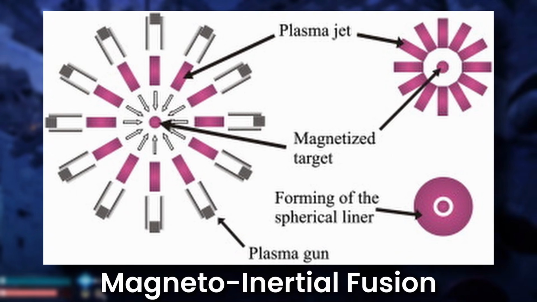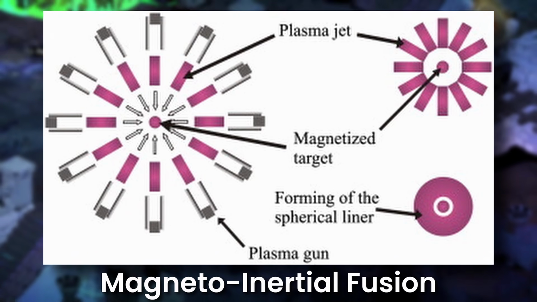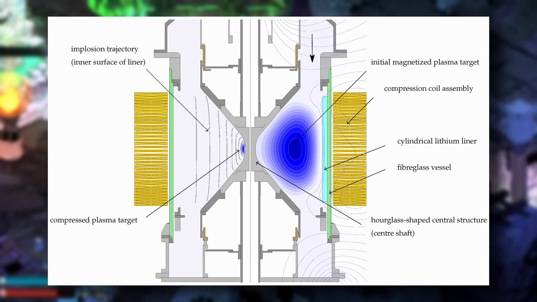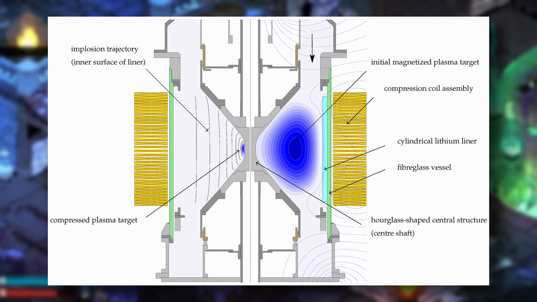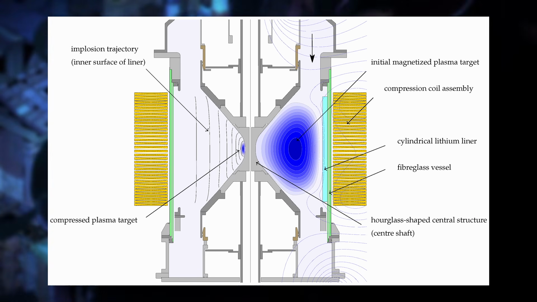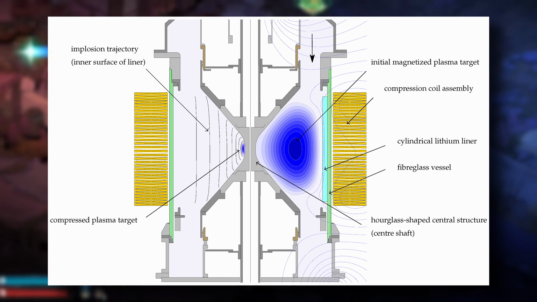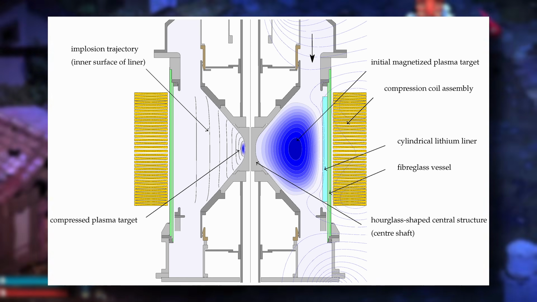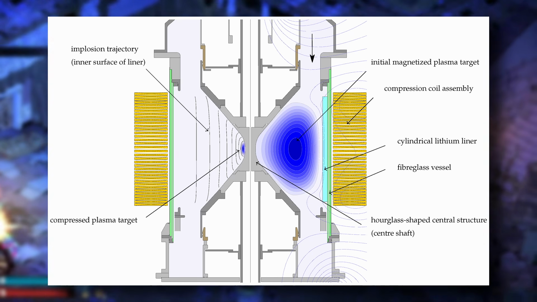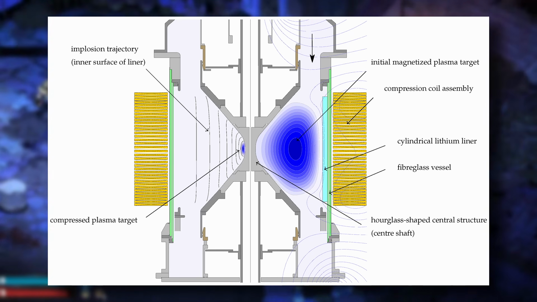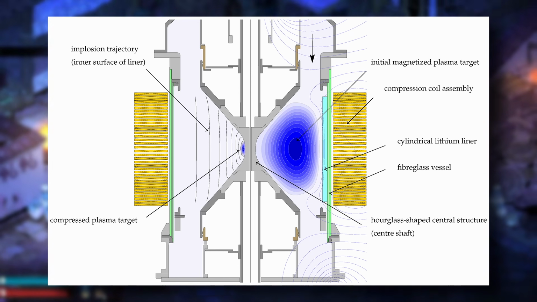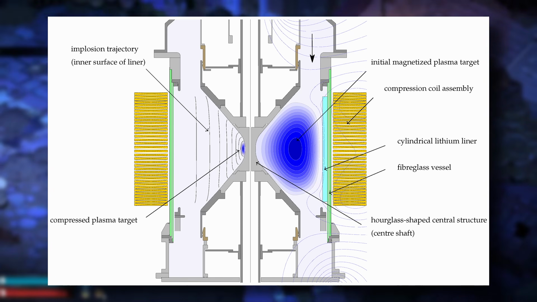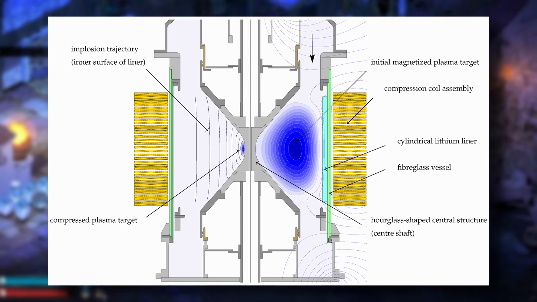Magneto-inertial fusion, which is also known as magnetized target fusion, uses magnetic fields to confine an initially warm, low-density plasma and then compresses that plasma to fusion conditions using an impulse driver, or a liner. The plasma's conductivity prevents it from crossing magnetic field lines, and further compressing the target amplifies the magnetic field. As such, the magnetic field reduces particle transport, and the field insulates the target from the liner.